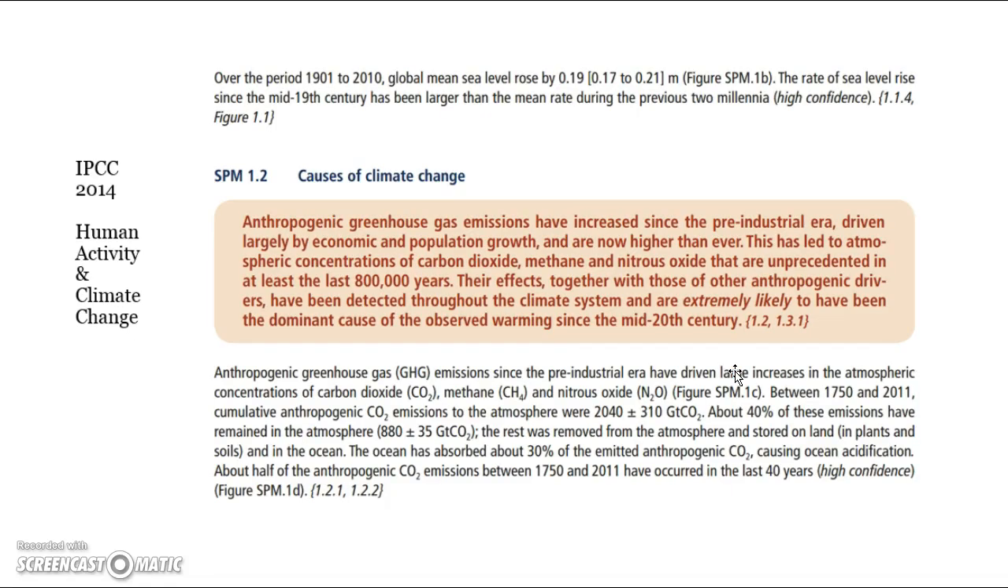The causes of climate change. Anthropogenic greenhouse gas emissions have increased since the pre-industrial era, driven largely by economic and population growth, and are now higher than ever. This has led to atmospheric concentrations of carbon dioxide, methane, and nitrous oxide that are unprecedented in at least the last 800,000 years.